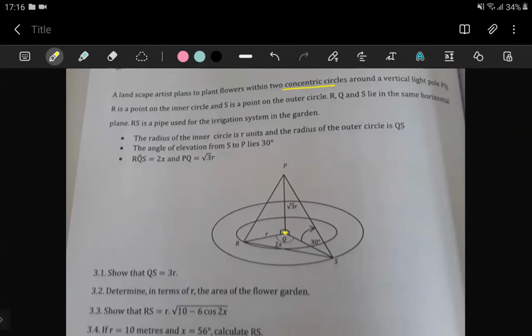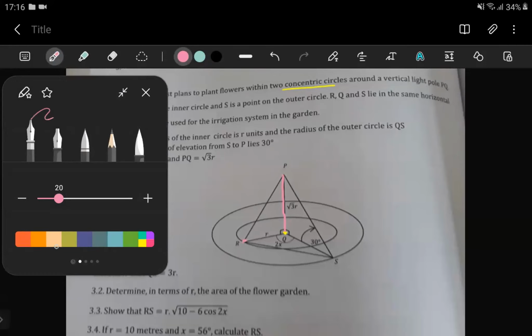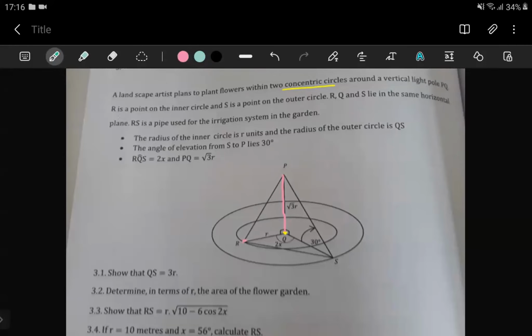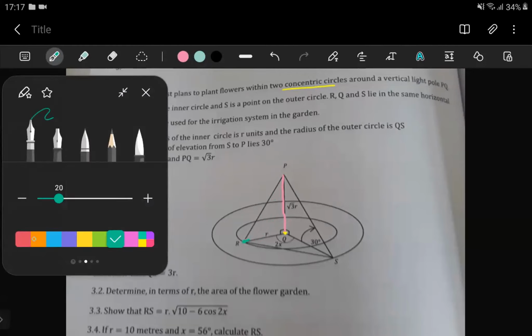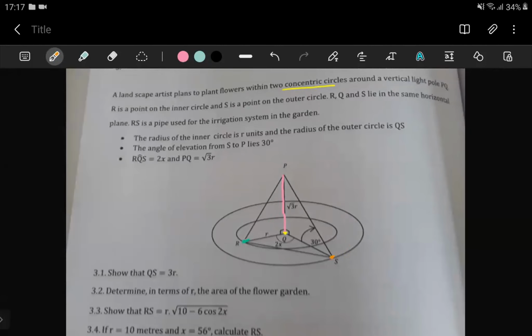And then they said here they are concentric circles around a vertical light pole. So the vertical pole is this one here going upwards. And then it says here, R is a point on the inner circle. So R is a point on the inner circle there. So let me just put that in green. And then it says S is a point on the outer circle. So the outer circle is somewhere there.